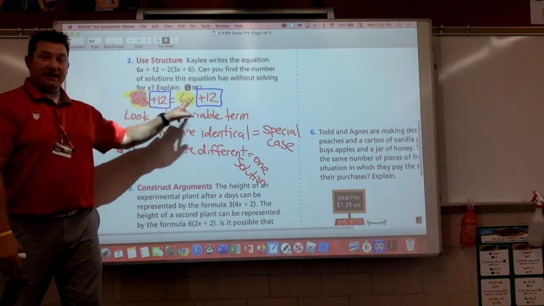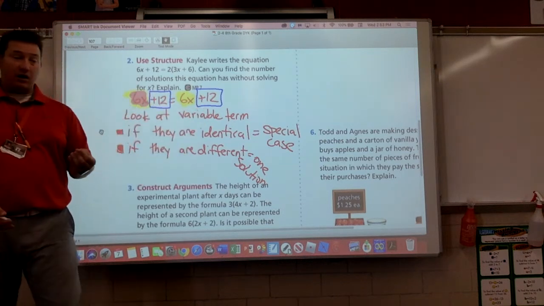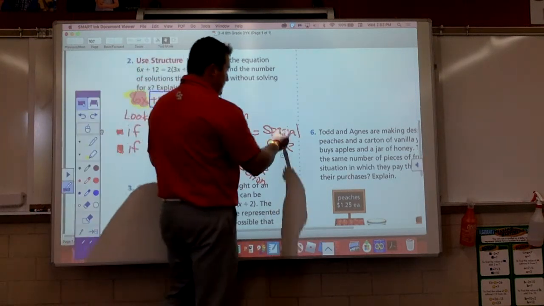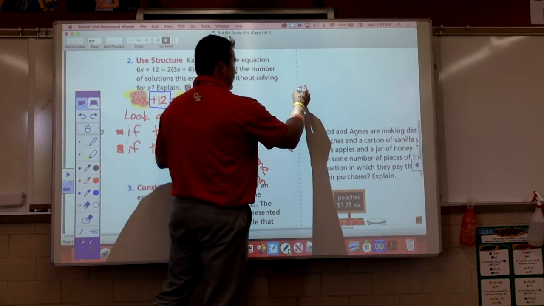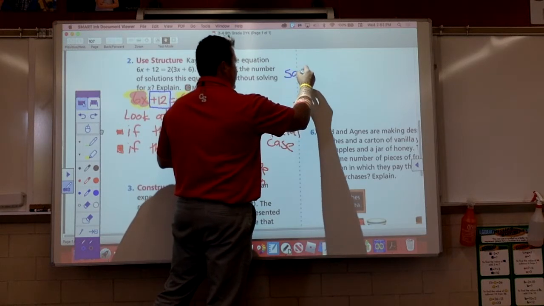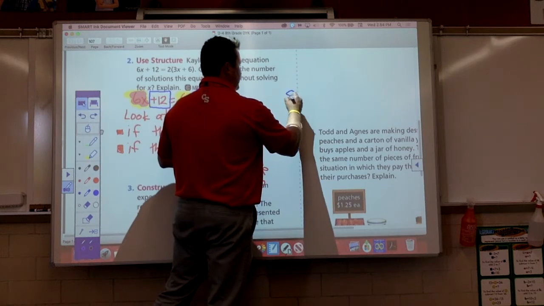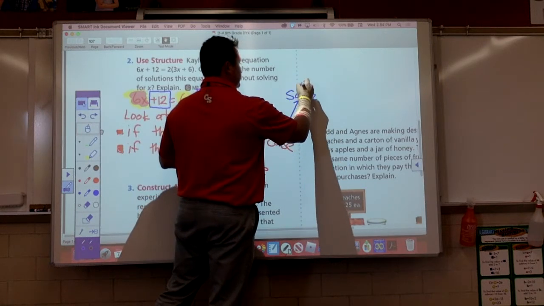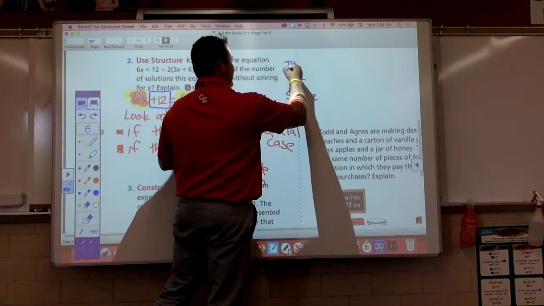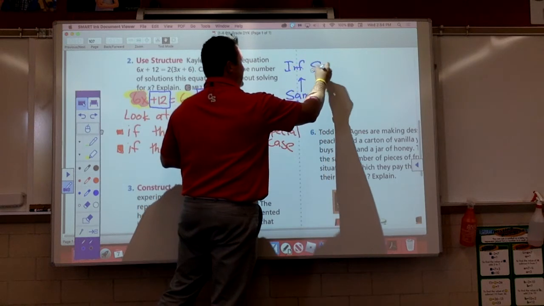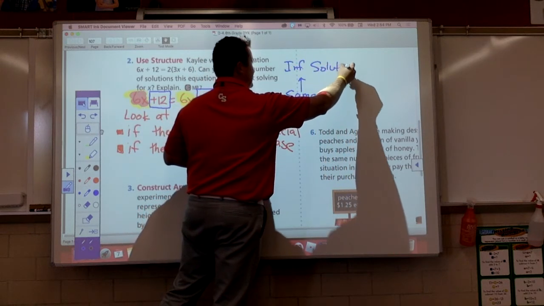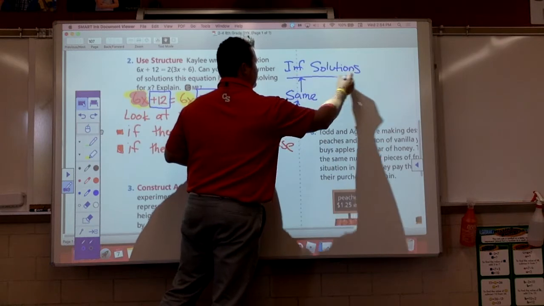Are these numbers identical? If they are, then that means here, we're going to go up, right? So if they are the same, actually here, hold on. This is like a weird flow chart. If these are the same, then we're going all over the place. Then you have infinite solutions. Okay?